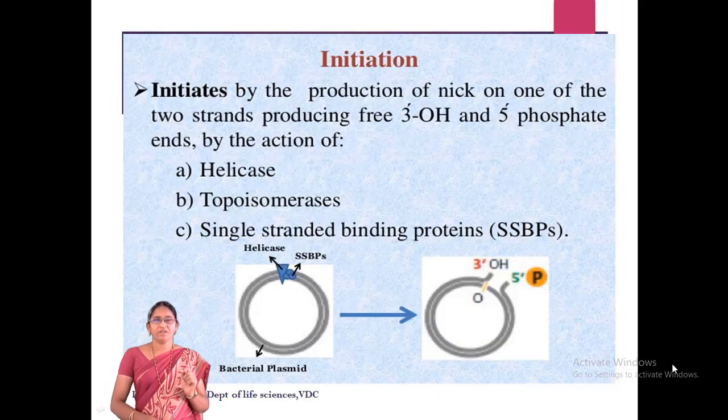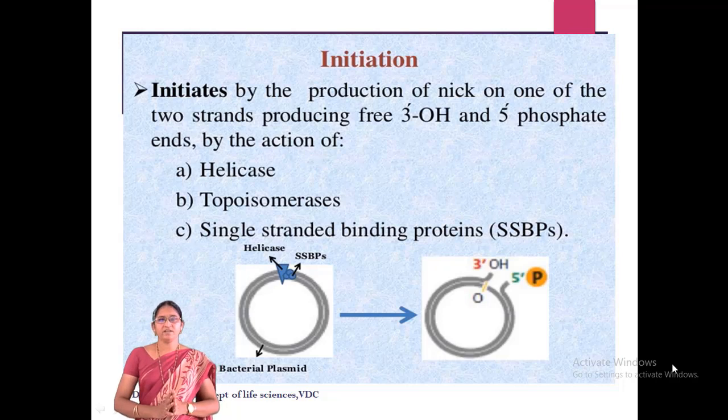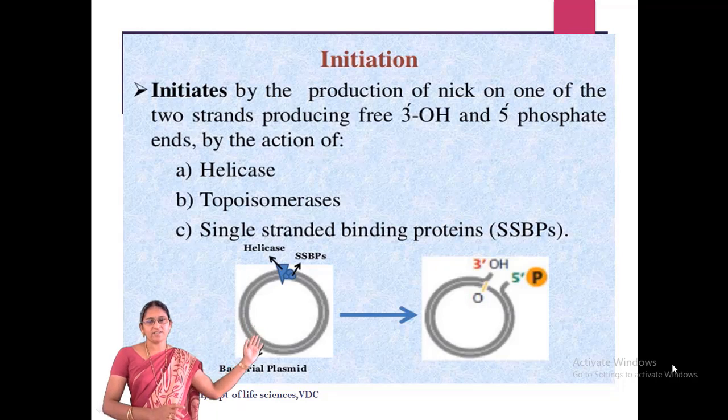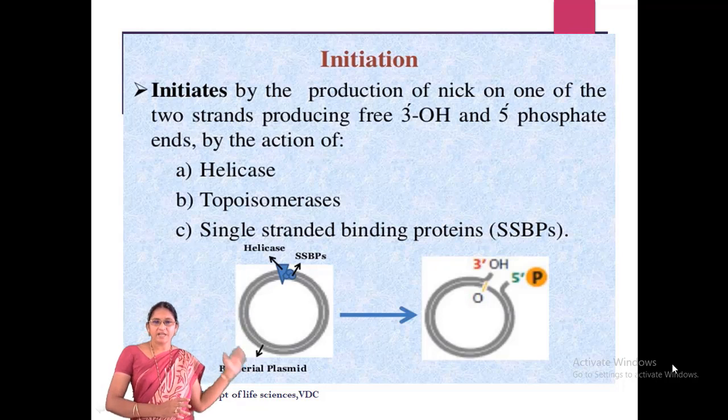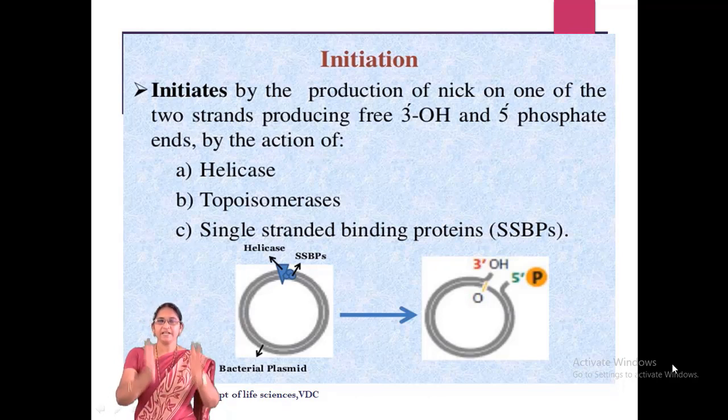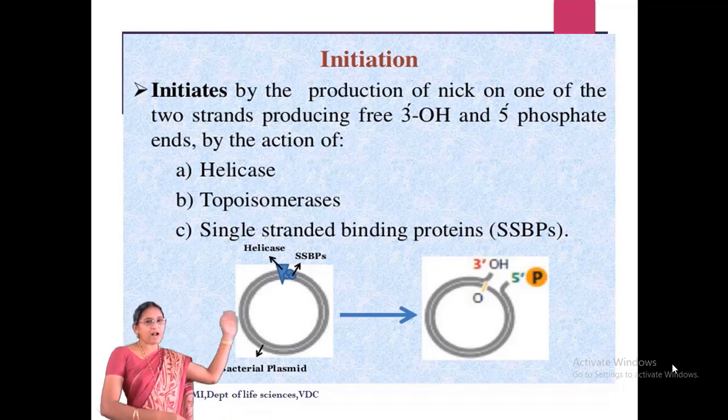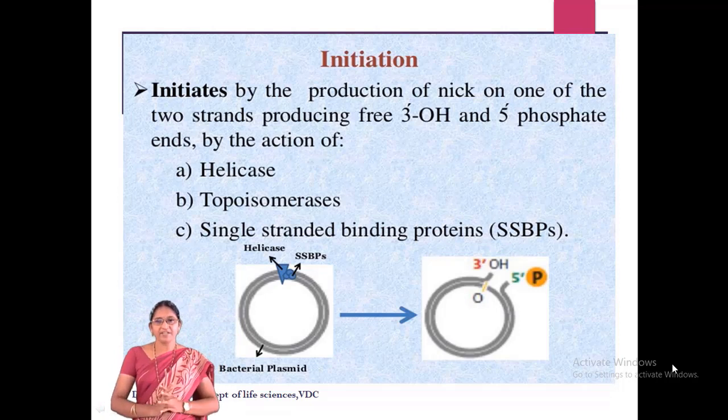Coming to initiation, the rolling circle mode initiates by the production of a nick on one of the two strands, producing a free 3' hydroxyl group and 5' end by the action of helicase, topoisomerase and single-stranded binding proteins. So here the nick is formed by the A protein, followed by the separation of the strands with the help of helicase, and topoisomerases unwind the supercoils and facilitate the helicase engine to move along the phosphodiester bonds, and single strand binding proteins bind to the separated strands and prevent the re-annealing of the strands.